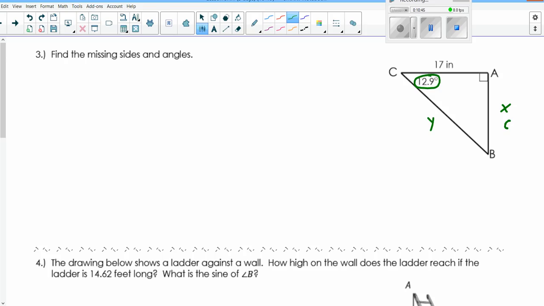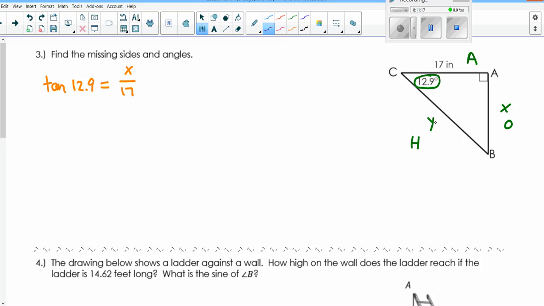Okay, from this angle, this is my opposite side, this is my adjacent side, and this is my hypotenuse. Okay, so when I think about what equation I can set up to find my X, I'm going to start with X. This is my opposite and my adjacent, so that means I'm going to have to use tangent. So I'm going to say the tangent of 12.9 degrees equals my opposite side, which I called X, over my adjacent side, which I called 17.